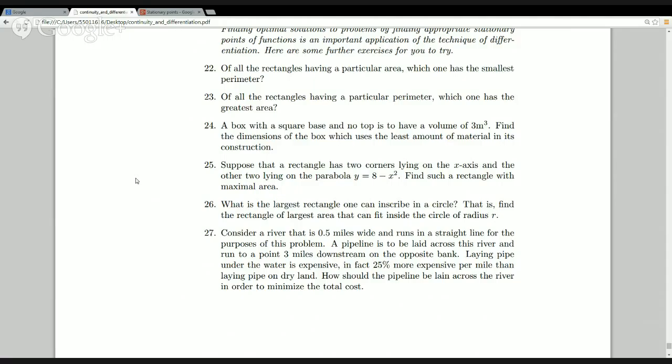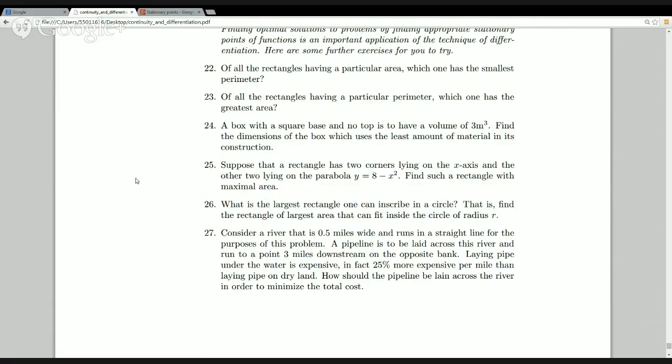And similarly, of all the rectangles having a particular perimeter, which one has the greatest area? It kind of has to be the square, because that's a very strange argument otherwise, just because the square is the only special rectangle in a sense. But, you know, if you tackle those questions using the stationary point technique, you'll be able to confirm those answers.